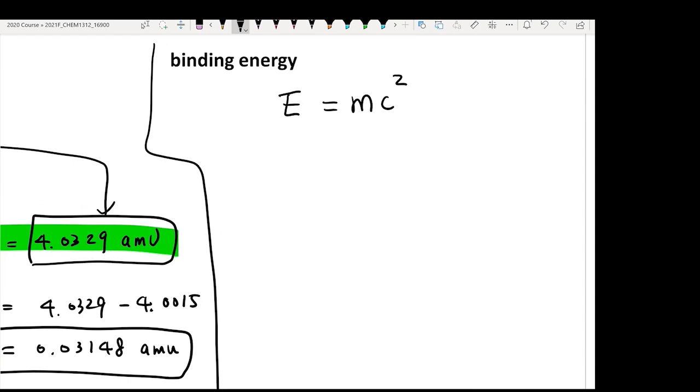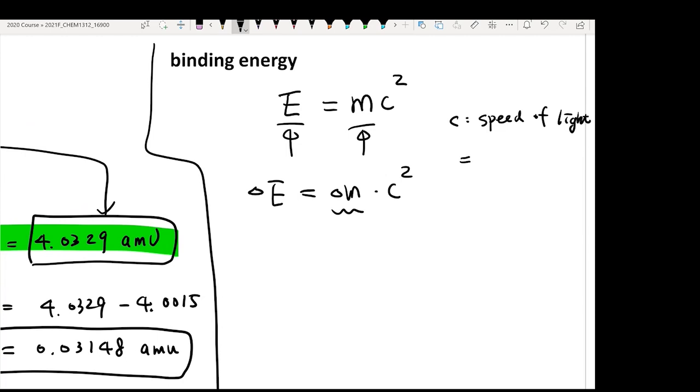This is the equation that connects the mass defect to the energy: E equals mc squared, and you can write delta E equals delta M times c squared. Delta M is the mass defect that you just calculated. C is the speed of light, a constant of 2.99 times 10 to the 8th meters per second. Again, this will be provided, so you don't need to memorize it, but you need to know that c is the speed of light. Delta M needs to have a unit of kilogram so that your delta E has a unit of joule.